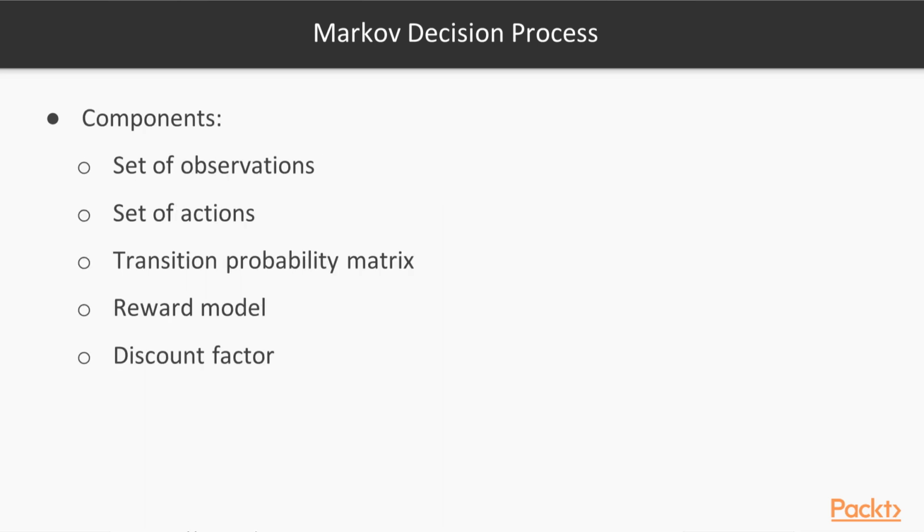The components of the Markov decision process are the set of observations of the different states, the set of actions the agent chooses to perform, the transition probability matrix that states the changing states in the environment, the reward model that rewards the value that the agent receives from the environment, the action performed by the agent, and also the discount factor, which is important for future rewards.